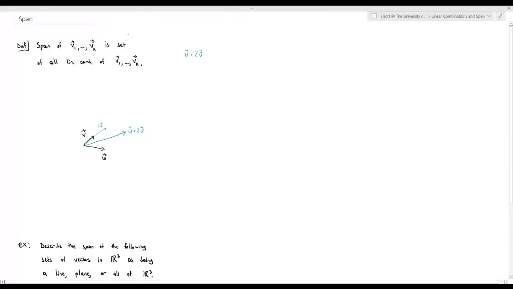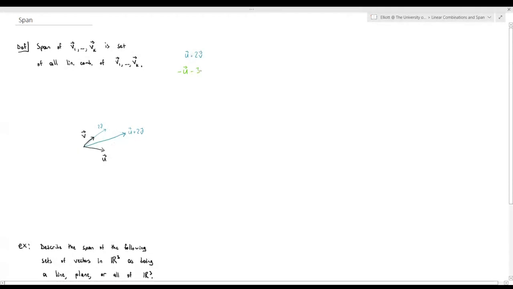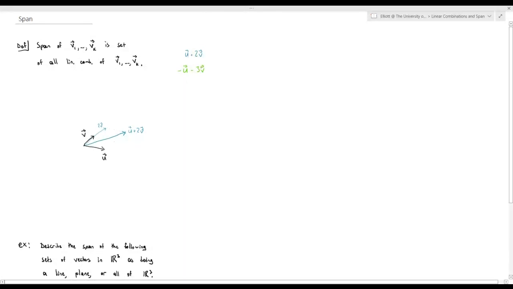Let's maybe use green. So let's say I'm just going to draw another linear combination. Maybe I'll do something different. Let's do negative u and then minus 3v. Let's try that real quick.